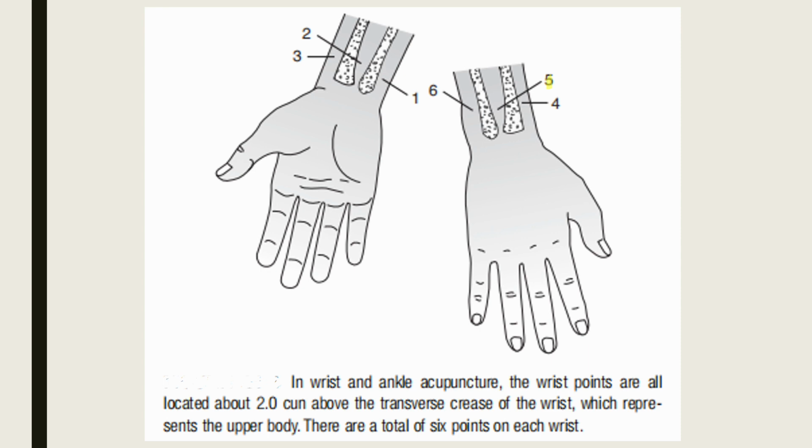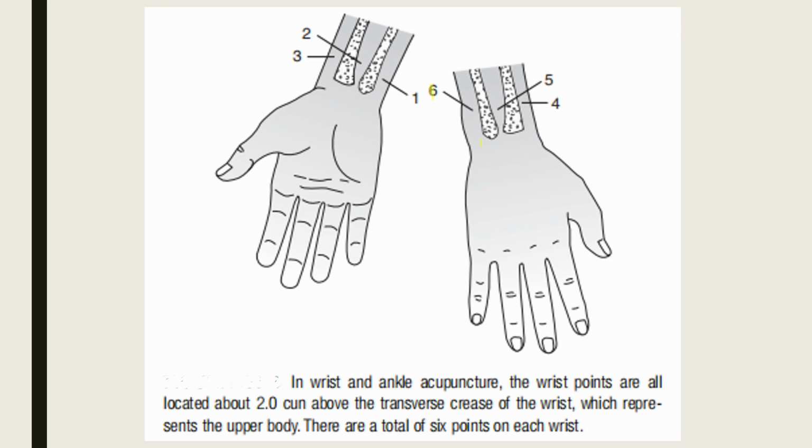Upper 5. Location: on the dorsal aspect of the wrist. This point is located between the radius and the ulna bones. Indications of upper 5: temporal headache, shoulder pain, frozen shoulder, pain and numbness or paralysis of the upper limbs, elbow pain, pain in the wrist and fingers, and stiff neck.